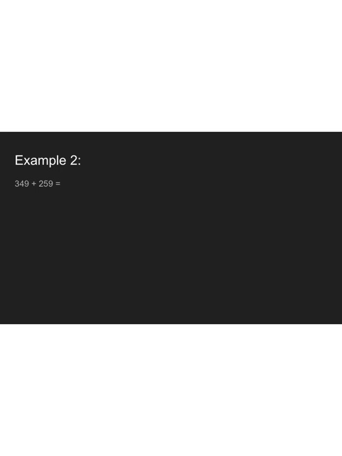So when we write it down, we want to make sure everything is lined up straight. So 349 plus 259. There we go. Now we can add our ones place with our ones place, our tens with our tens, and our hundreds with our hundreds.